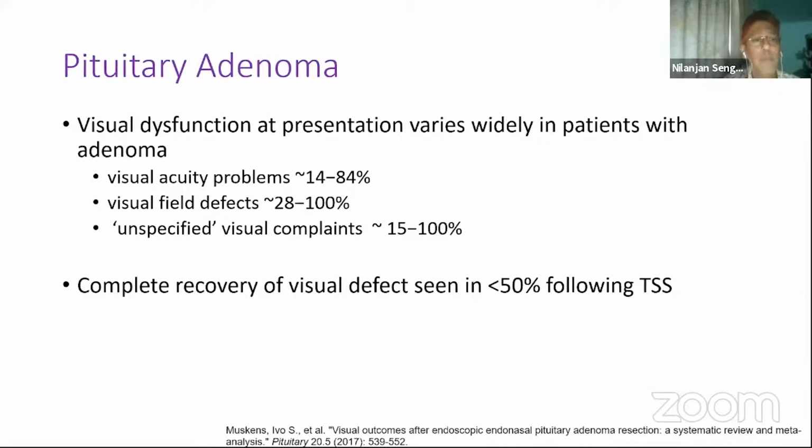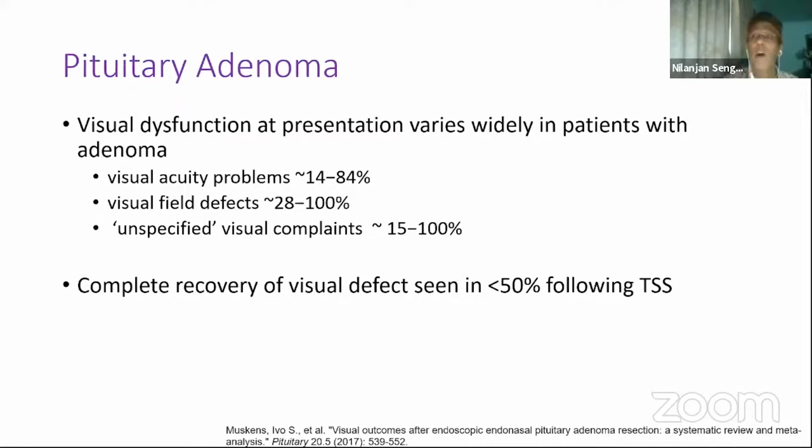Visual acuity problems can occur in up to 15 to 85% of patients with pituitary adenoma, but visual field abnormalities are more common, and may occur in up to 100% of patients in certain series, but that's 30 to 100%, and there may be other unspecified visual complaints. And following successful treatment, the visual recovery is not always 100%. It may even be less than 50% of cases.